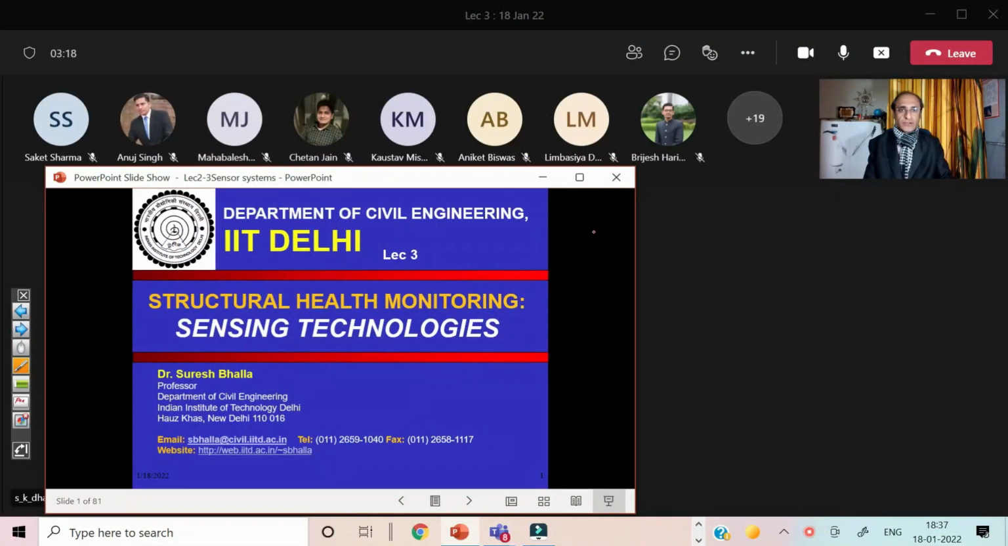Good evening. So today we are continuing with our third week, and here we'll cover sensing technologies. Now today in the lab you have physically seen some of the sensors. So we'll delve into different kinds of sensors today.